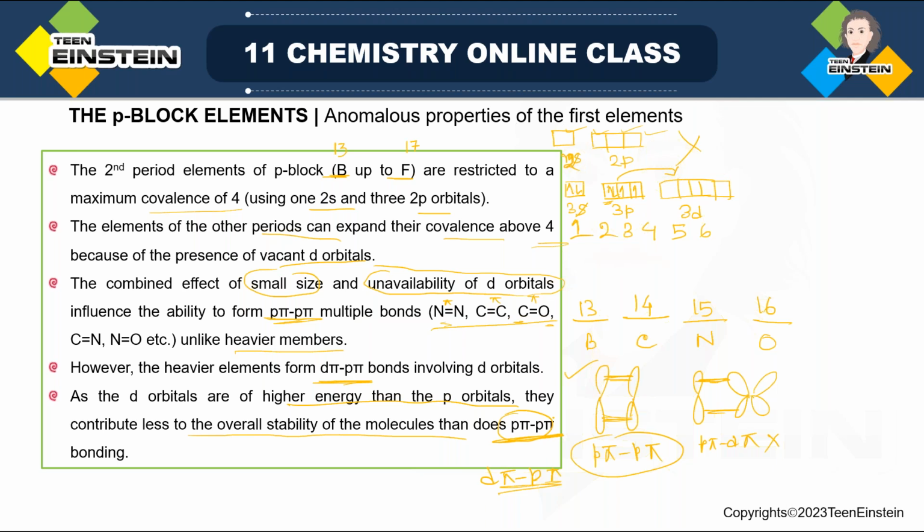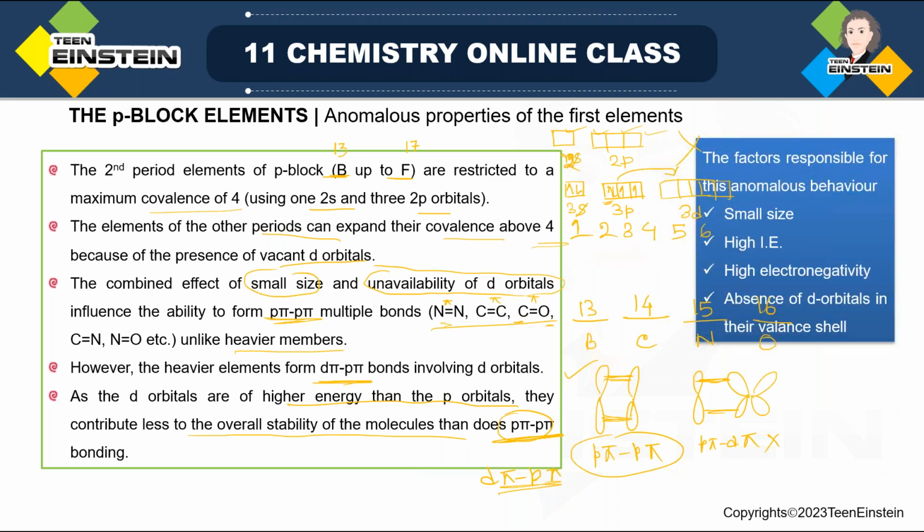Okay, that means a p-pi bond is possible only in second period elements. This is more effective. As you are moving downward, that is down the group, the chance that you will have p-pi d-pi increases. And if we consider the contribution of these two types of pi bonds to the overall stability of the molecule, obviously the p-pi will be contributing more.